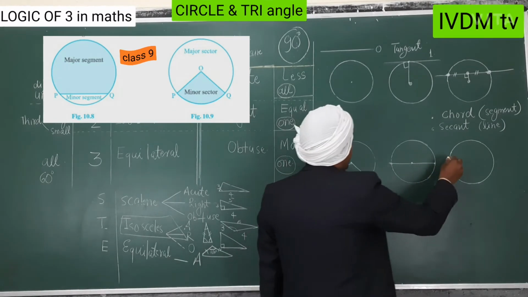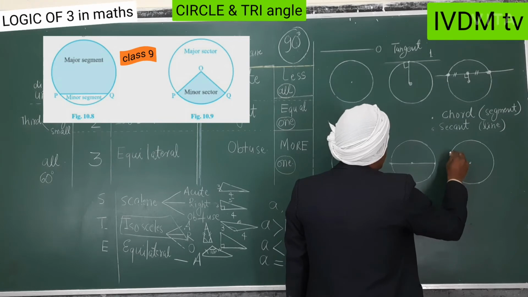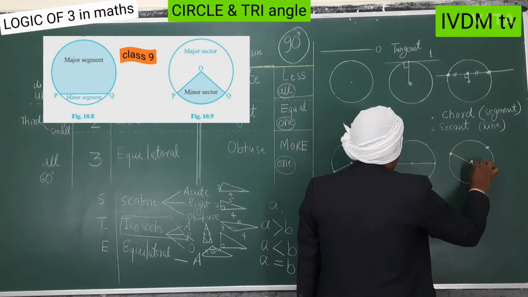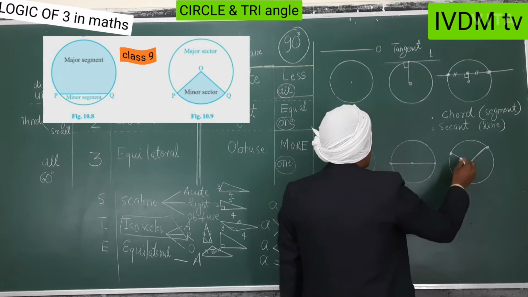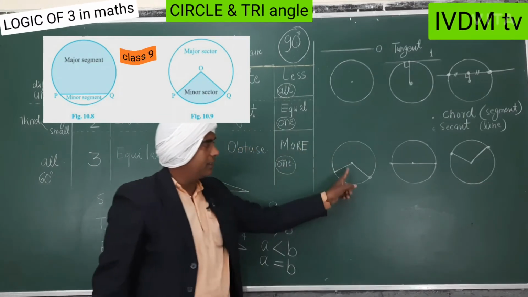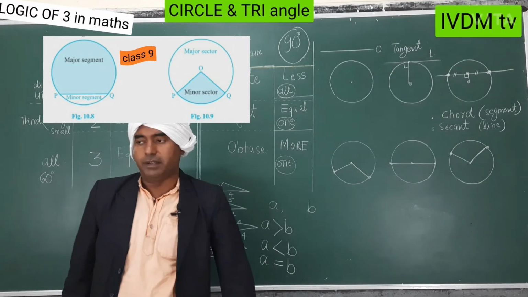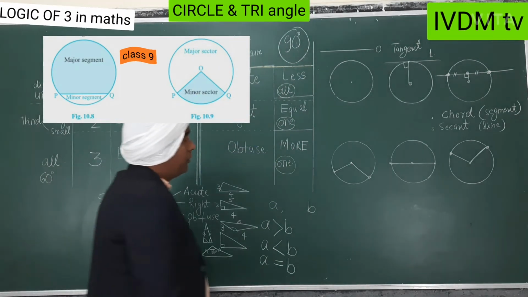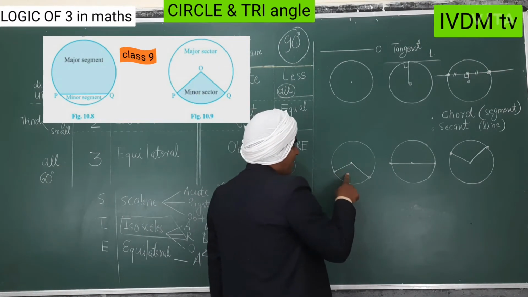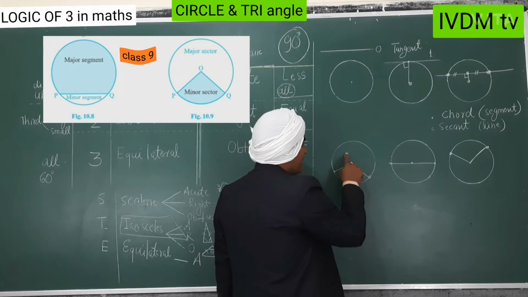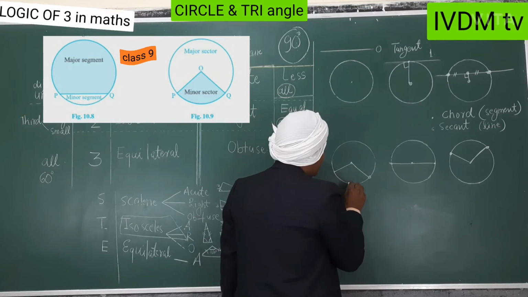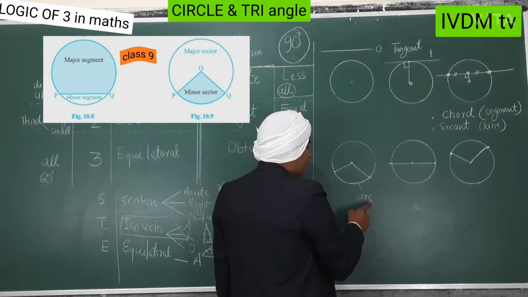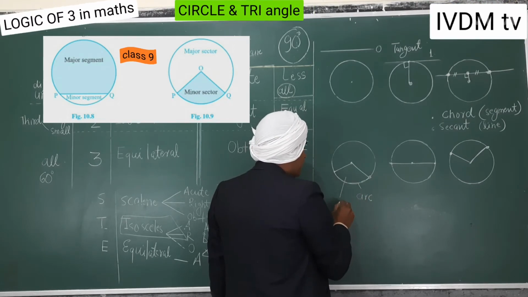In class 9 this type of figure is given: minor arc, major arc. If you take this area, it will be a sector. So minor sector, major sector. If you take only this length, this is called an arc. This area is called a sector.